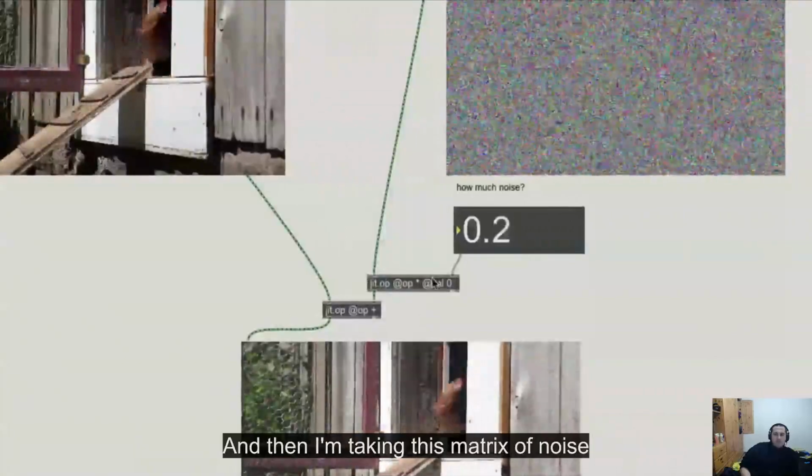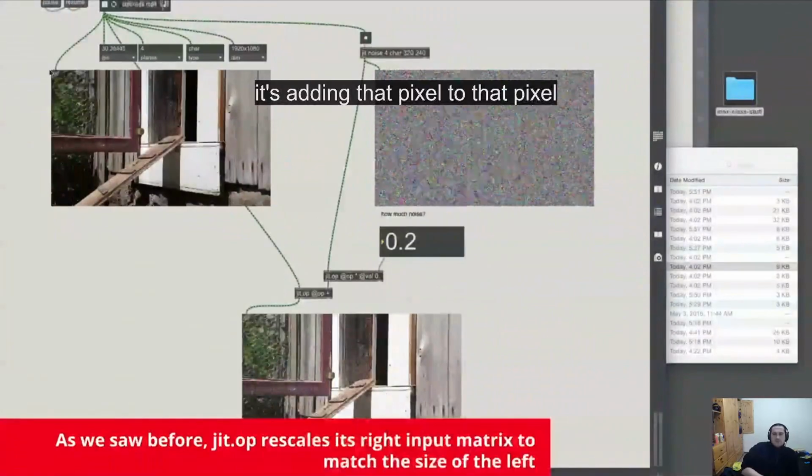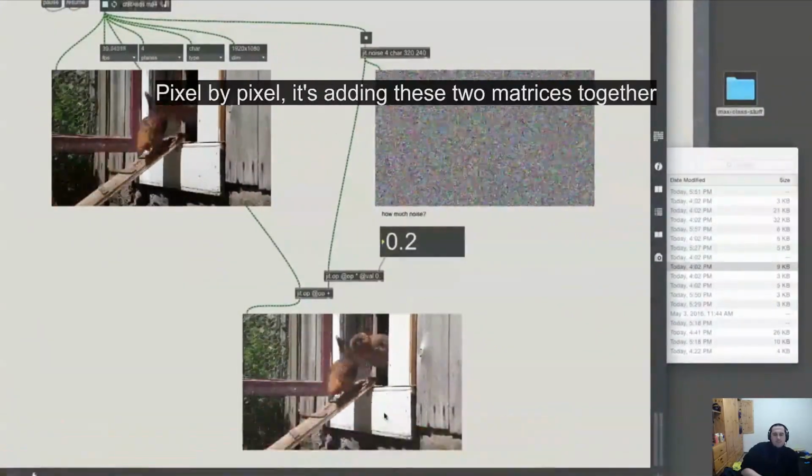And then I'm taking this matrix of noise and adding it with JIT.op, with my op being plus addition, to get a matrix where pixel by pixel, it's adding that pixel to produce that pixel, and so on. Pixel by pixel, it's adding these 2 matrices together to get my noisy chickens.